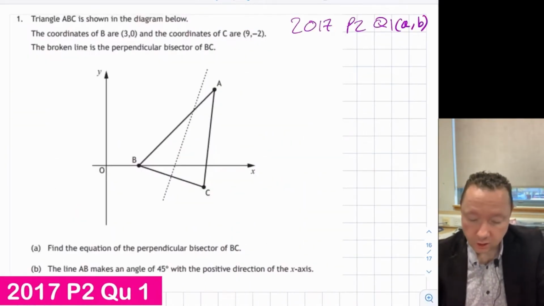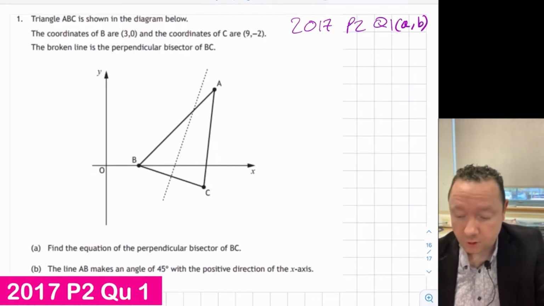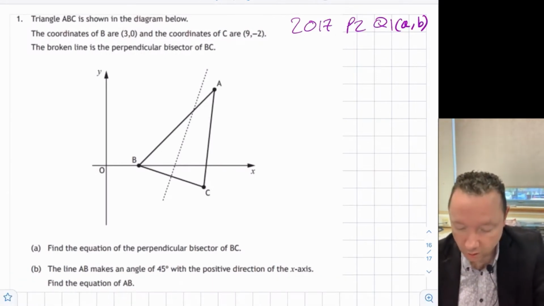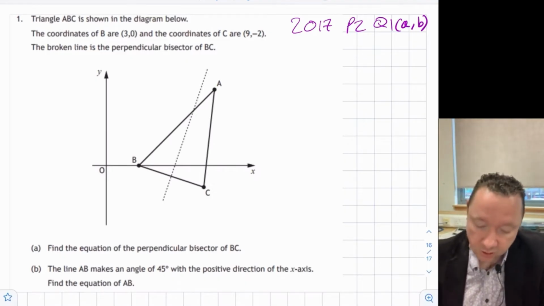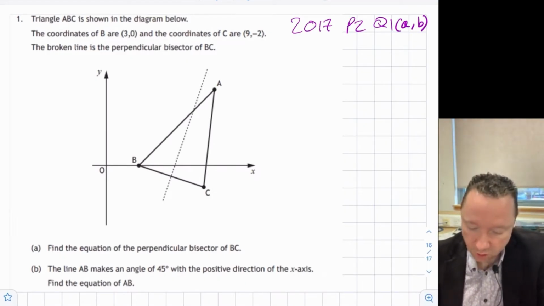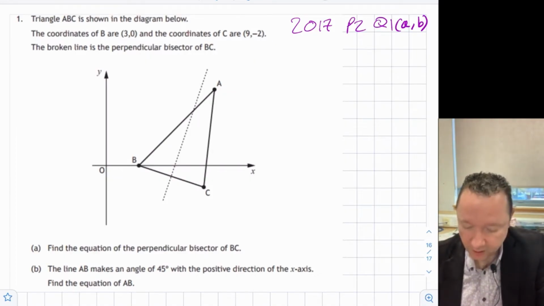Okay, here's a little question from 2017 paper 2, so it's a calculator question. It was just question 1, and it's part A and B. There was a part C, but I've not got that far yet. So triangle ABC is shown in the diagram below. The coordinates of B are 3, 0, and the coordinates of C are 9, negative 2, and the broken line is the perpendicular bisector of BC. Part A, find the equation of the perpendicular bisector of BC.